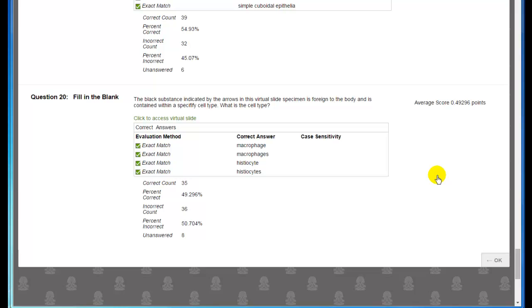Okay, the last question in Module 1, Part B: the black substance indicated by the arrows in this virtual slide specimen is foreign to the body. Now that's the first clue. Any substance that's foreign to the body, you need to be thinking, first of all, of neutrophils or macrophages. And macrophages would be the most likely candidate, and that was the correct answer. We accepted singular, plural, and also histiocyte as another term. But about 50% of the class did not get the correct answer.